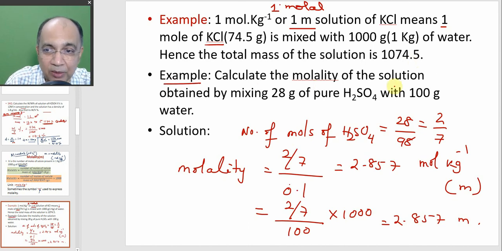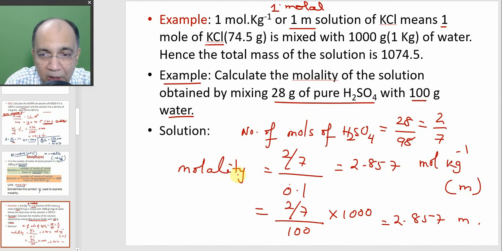Calculate the molality of the solution obtained by mixing 28 gram of pure sulfuric acid with 100 gram water. So the number of moles will be 28 by 98, which is 2 by 7. Hence molality, we apply the formula method: number of moles of solute, 2 by 7, by the mass of the solvent in kg. So 100 gram is 0.1 kg. So we get 2.857 moles per kg or small m. Or in my method, 2 by 7 number of moles divided by the mass of pure solvent, 100, into 1000. That gives the same result.